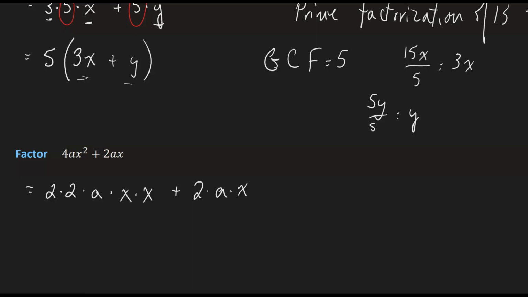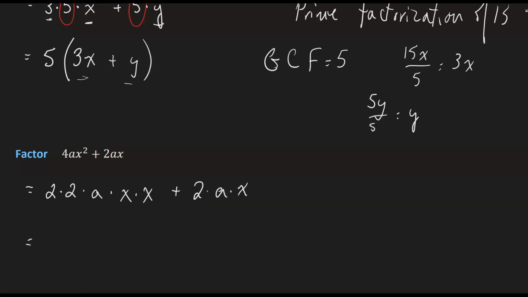Now, let's look at the greatest power of 2 that is common. Well, this one has 2 squared, this one has only 2 to the 1, so 2 to the 1 will be part of the greatest common factor.